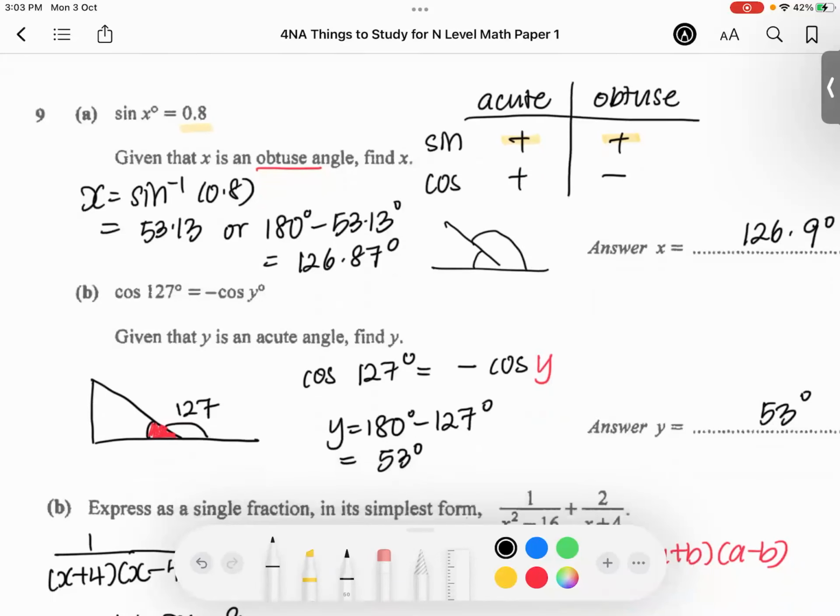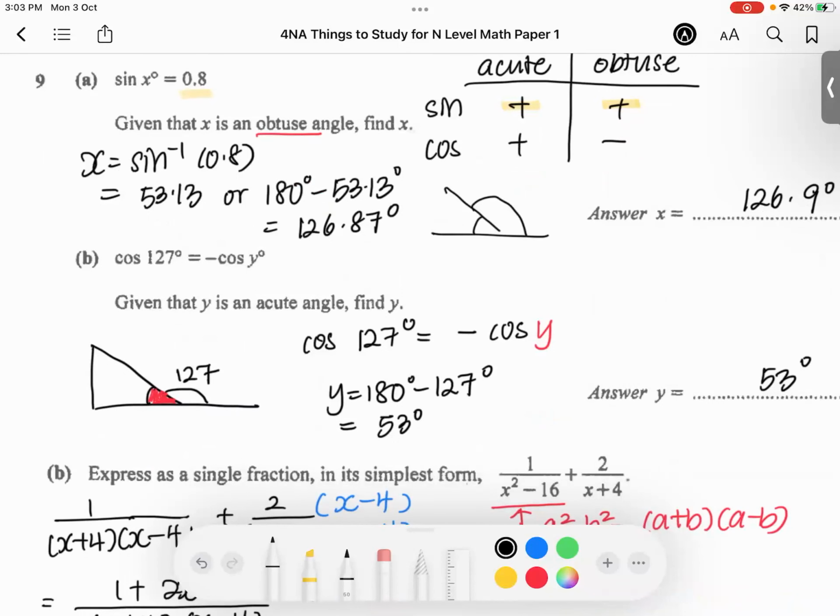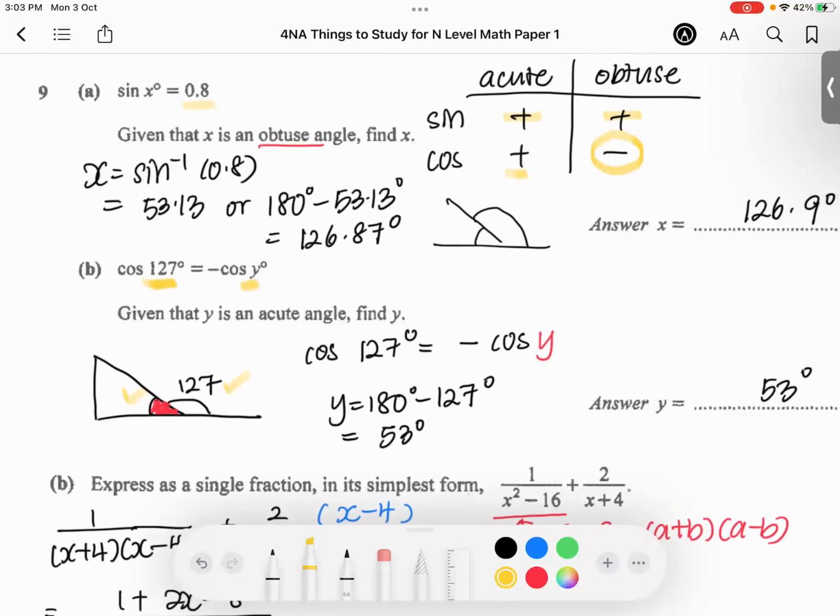Next concept, cosine of the obtuse angle is negative. So cosine of the obtuse angle is negative, but cosine of the acute angle will be positive. So how do you find this acute angle? Again, they lie on one straight line. If I know this is 127, then I find this angle over here, 180 minus 127 to get the acute angle. Is this okay?